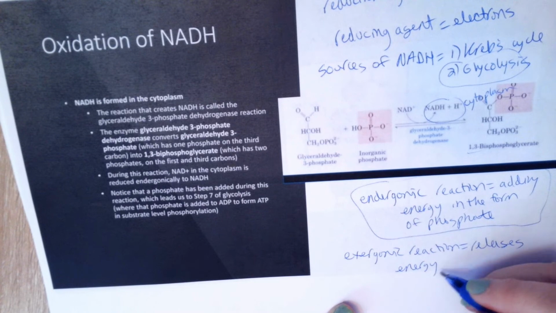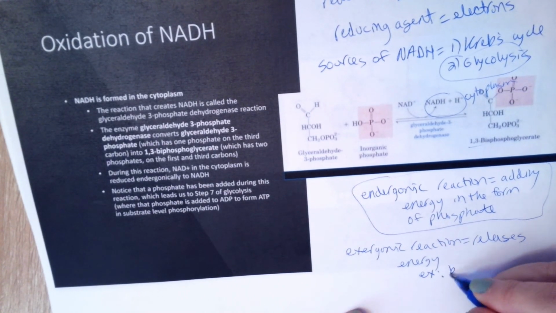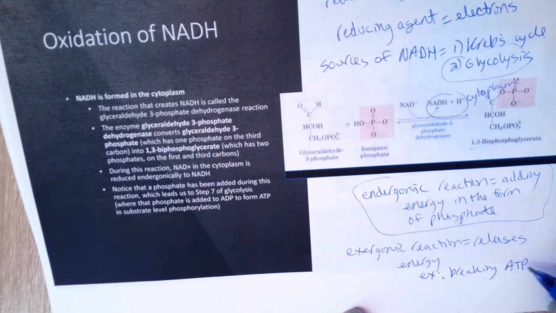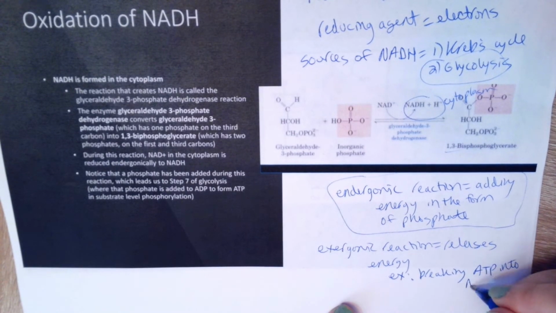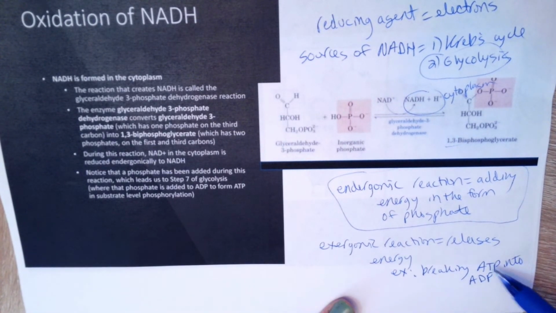And an example of that would be when you break ATP into ADP. So ATP is a 3-phosphate molecule, ADP is a 2-phosphate molecule, and in the process of doing that, you are releasing the energy, taking a phosphate off.